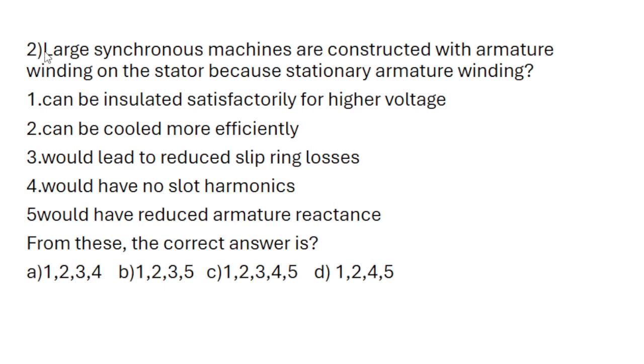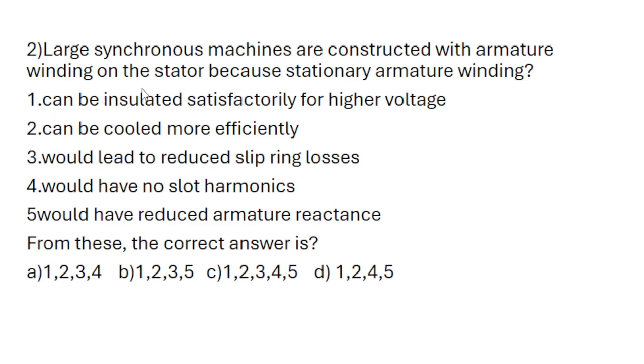Next question. Large synchronous machines are constructed with armature winding on the stator because stationary armature winding: first one can be insulated satisfactorily for higher voltage. Second thing can be cooled more efficiently. Third one would lead to reduced slip ring losses. Fourth one would have no slot harmonics. Fifth one would have reduced armature reactance. From this, the correct answer is option A, option B, option C, and option D.